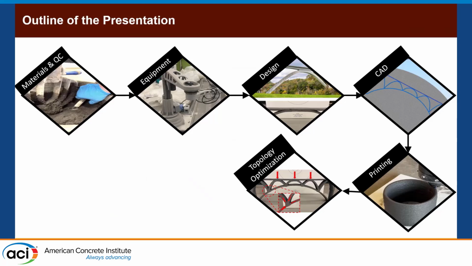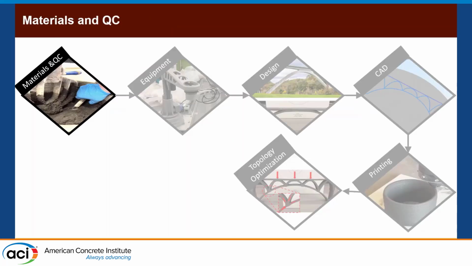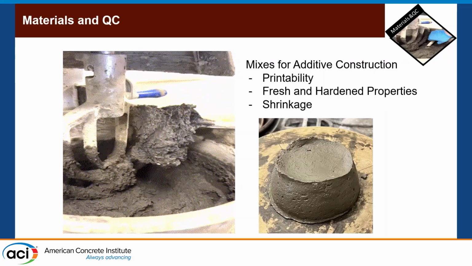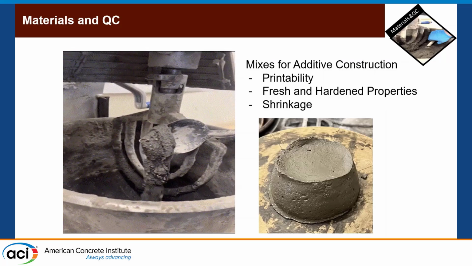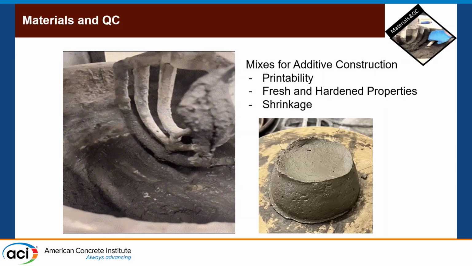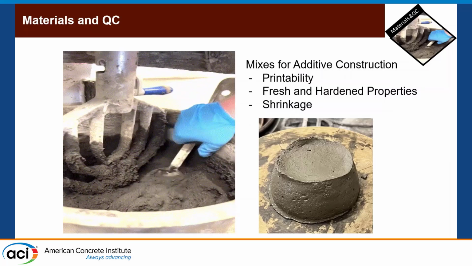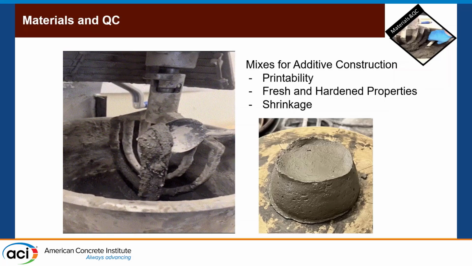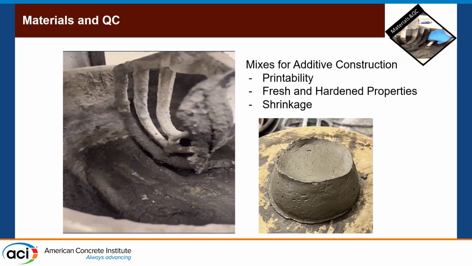Before I go to topology optimization, I want to get you familiar with what we are doing at Rowan University: the materials, what equipment we have, the design process, the CAD process, and printing, and after that dive into topology optimization. So first, materials. We develop in-house printing material using local source material within 50 miles of Rowan University. And as you know, you have to check for printability, fresh and hardened properties, and also shrinkage, especially for topology optimization.